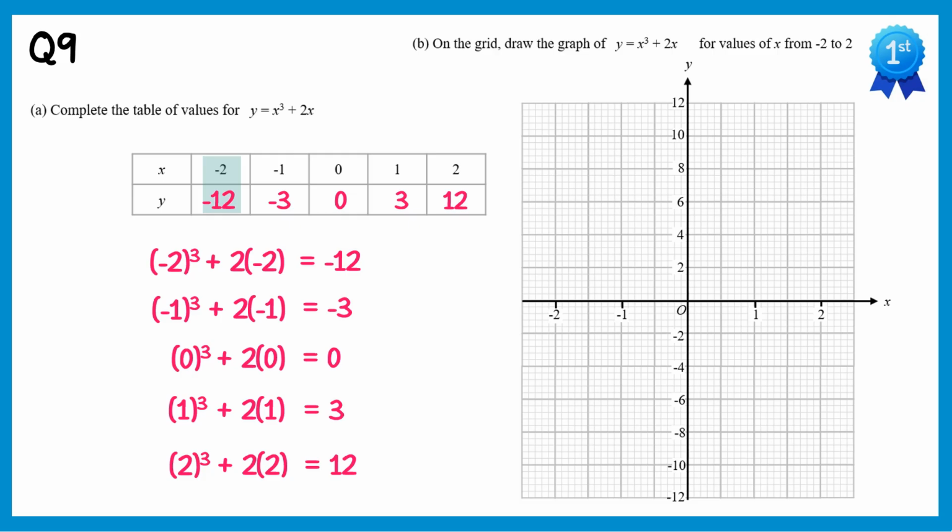So we need to plot the point -2, -12, that goes here. Then -1, -3, that goes here. Then 0, 0, that goes here. Then 1, 3, that goes here. And finally 2, 12, and that goes here. Then we join these up with a nice smooth curve, something that looks like this.